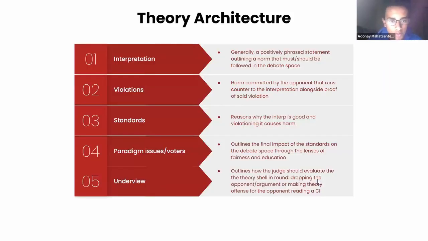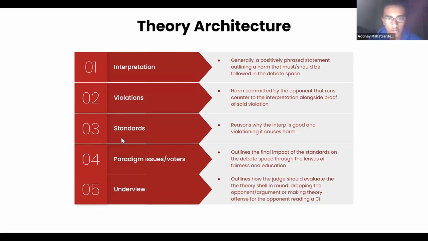Yeah. So theory has basically five larger parts. First is the interpretation. It's generally a positively phrased statement that outlines a norm that should be followed in the debate space, specifically in round. It's like debaters must disclose their case on the NDCA wiki for X year, 30 minutes before the round. The violation is the harm committed by the opponent that's run alongside the interp. So basically just right below it, a screenshot of their wiki.